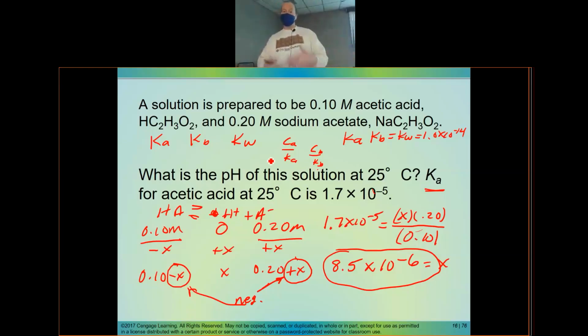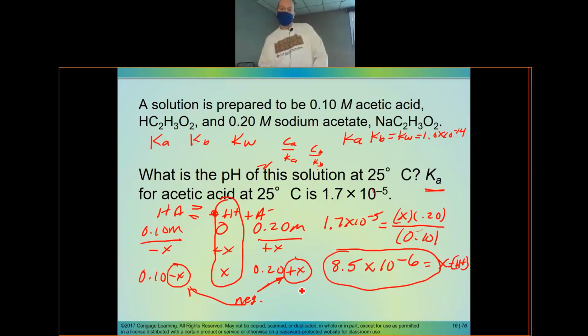But if you go through all the work and you have your X, check to make sure what X is. X is the H plus concentration. Half the time it's going to be H plus, and less than half of the time it's going to be OH minus, and the other adds up to 100%. It's either going to be A minus or HA for your X value. So now we know that this is H plus.